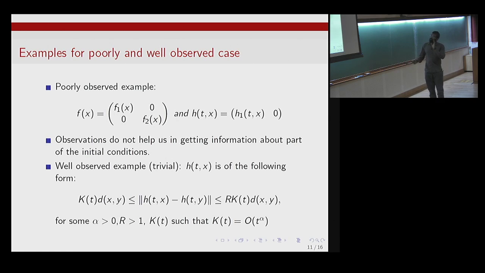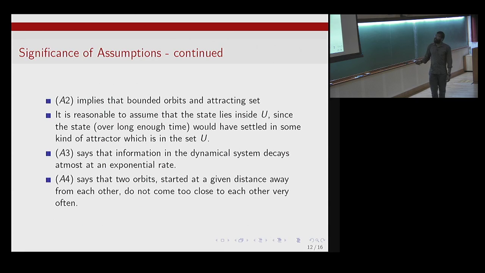So an example for poor observations is, let's say that a system is like this, but you're observing only one part of the system, which means you don't know what the rest is doing at all. And one trivial example is if it is full observations, meaning the observation model is invertible. Again, we need this rate to ensure we are observing at a faster rate. And yeah, this I have already gone through.